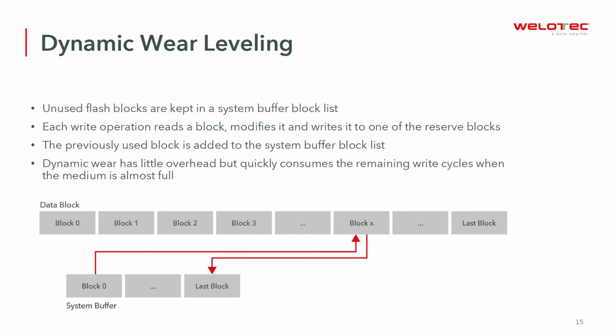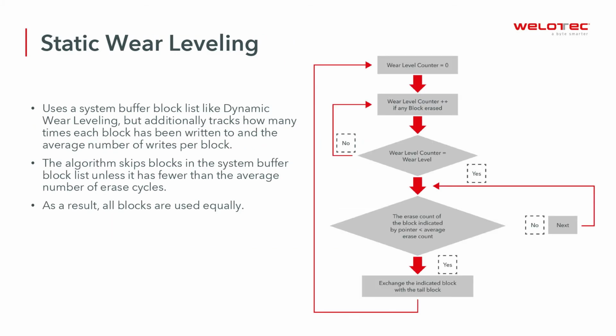This problem is addressed by static wear leveling. It also uses a system buffer block list like the dynamic wear leveling, but also has a counter that tracks how many times each flash block has been written to. The algorithm on the right shows you approximately how this algorithm works. Whenever you want to write a block, it checks the next block on the system buffer list, compares the number of writes this block has had with the average across all the flash media, and skips the block if it already has more writes than the average, and chooses the next one. This process continues until the algorithm finds a block that is below the average and uses this one. As a result, all blocks across the media are used equally.